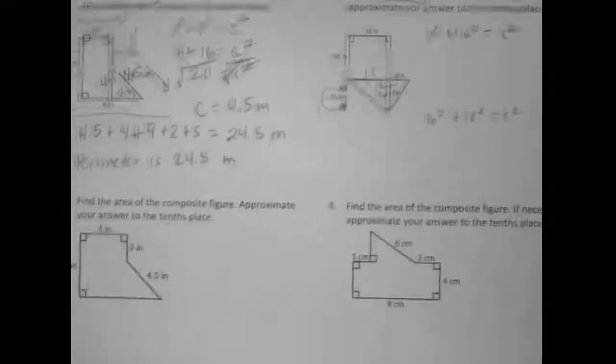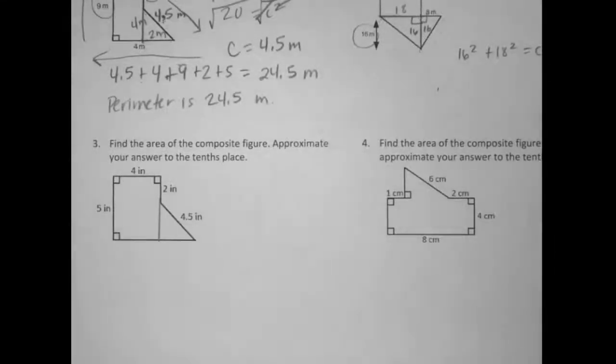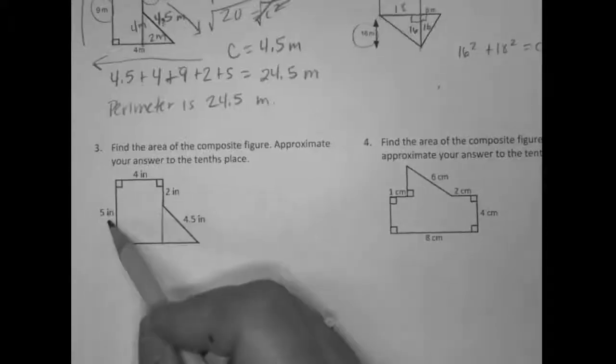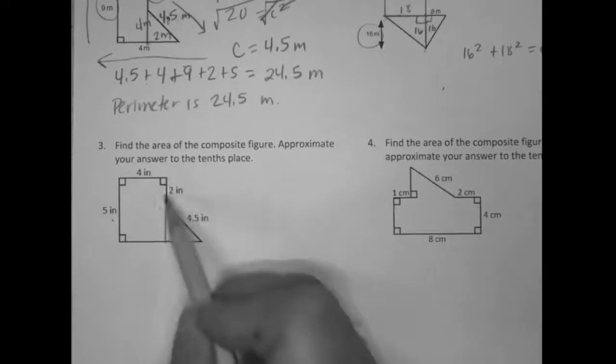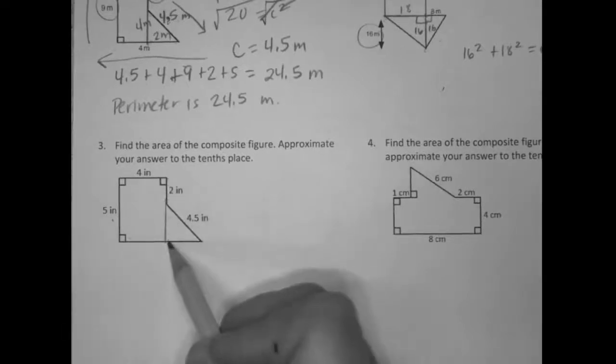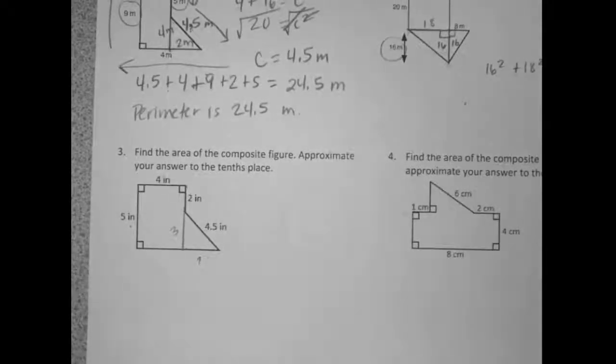Okay, so for this one, for number 3, we're going to draw the line down this way, and we're going to figure out these measurements. If this is 5 and this is 2, what's this going to be? This whole thing is 5, this is 2, what's this going to be? Right. So you need to find this one here.